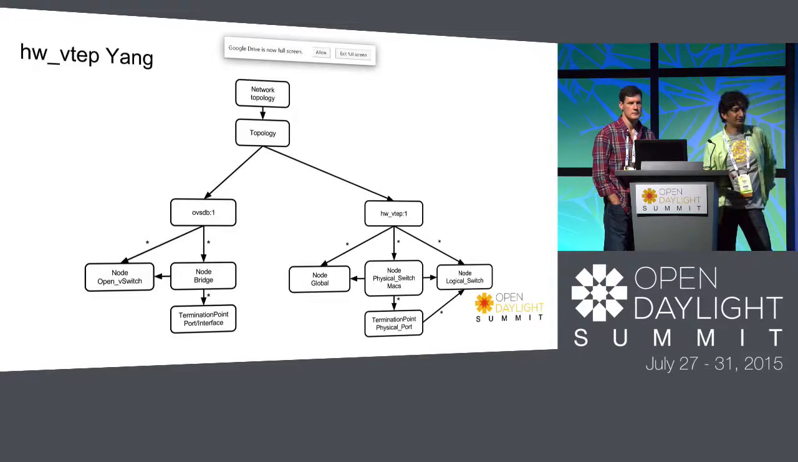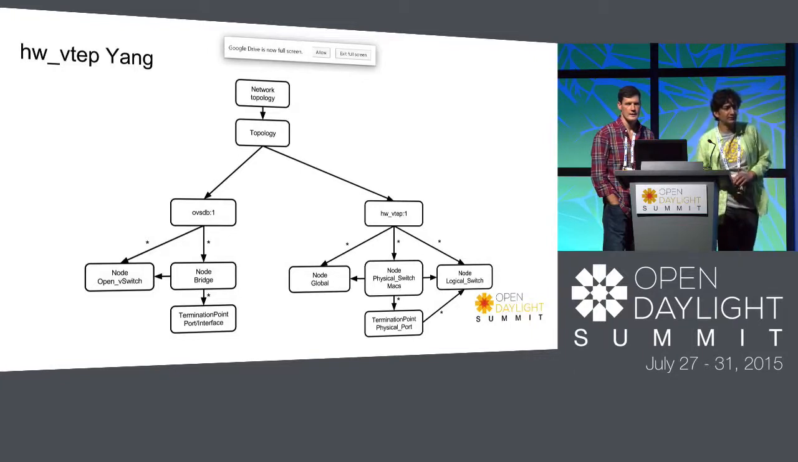VXLAN to regular VLAN. So the hardware VTEP has to be compiled with this, and that's how it gets passed to support. Yes, so that's a prerequisite. If you want your device to be supported, you have to have it.